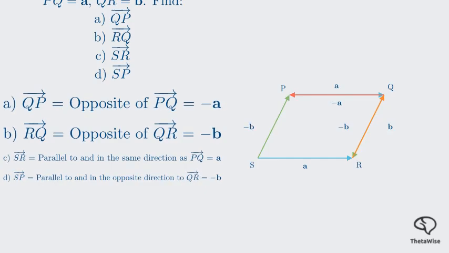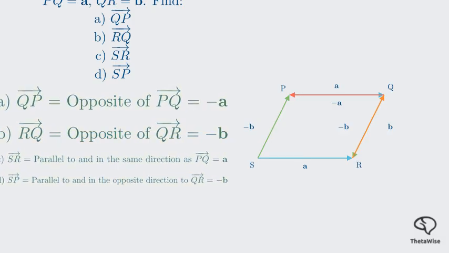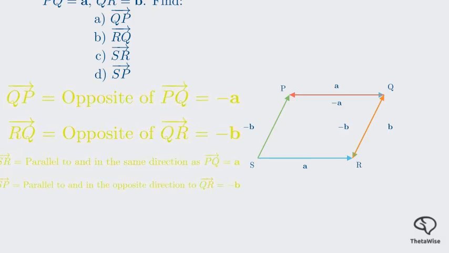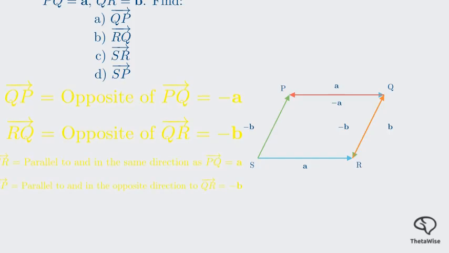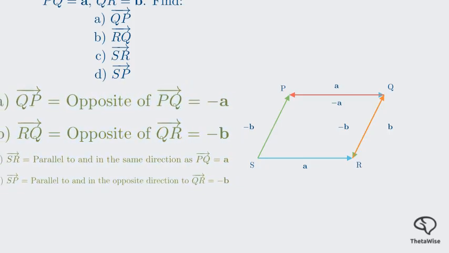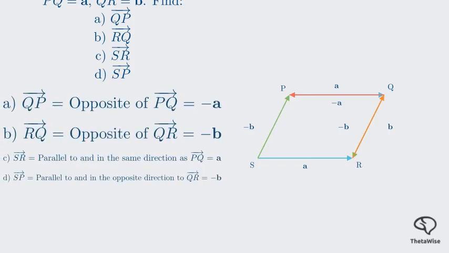This example beautifully demonstrates how the properties of parallel lines and opposite directions define equality and negative vectors in geometric figures. We've successfully used our definitions of vector equality and negative vectors to express all sides of the parallelogram. We've focused on representing individual vectors. Now let's explore how to combine them.